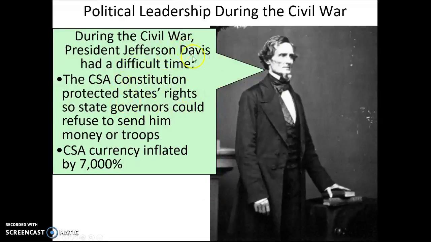So what is Jefferson Davis, the President of the Confederacy, going to do during this time? Well, he actually has a lot less power than Lincoln does because, once again, this is a confederacy.